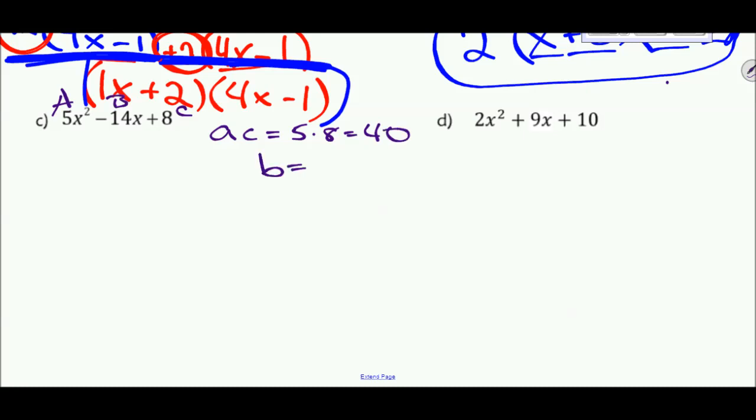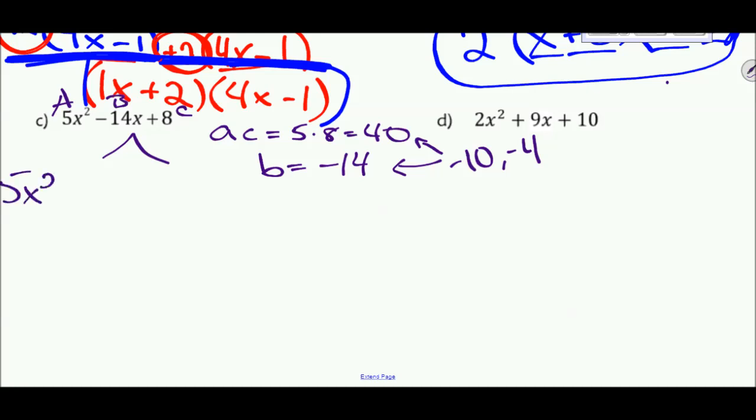What is B there? Sebastian, what's B? Negative 14. Yep. What combination of numbers is going to multiply to be 40 and add to be negative 14? Yep. Negative 10 and negative 4. They multiply to give me positive 40, and they add to give me negative 14. That's what this negative 14 is going to split into.